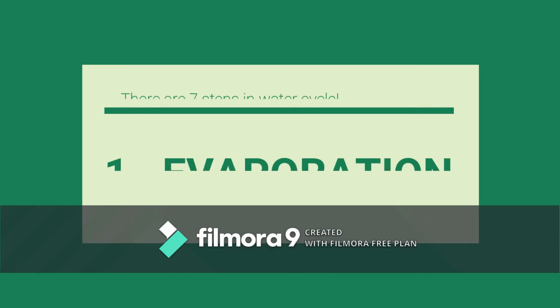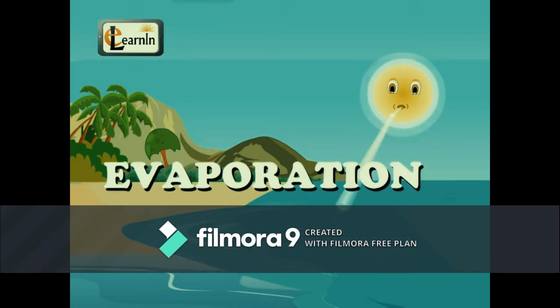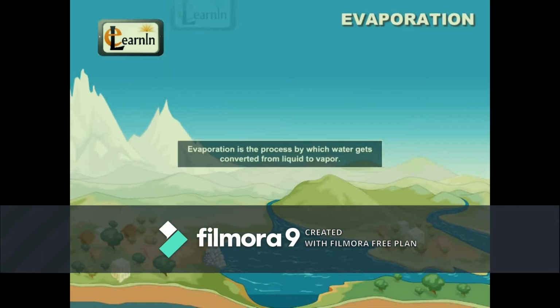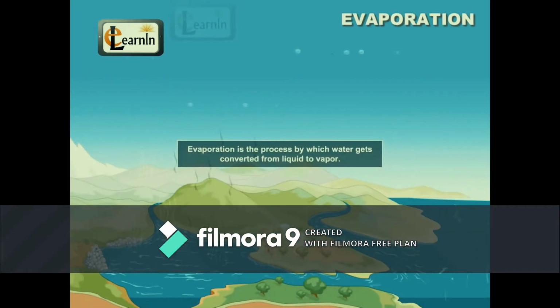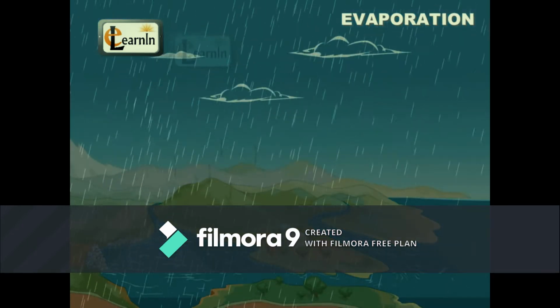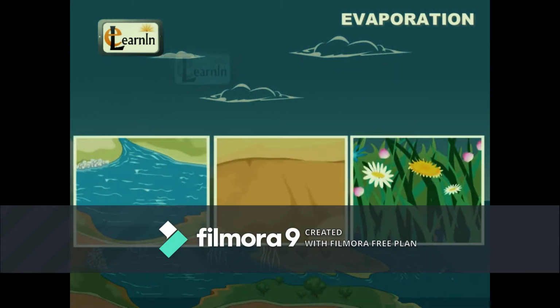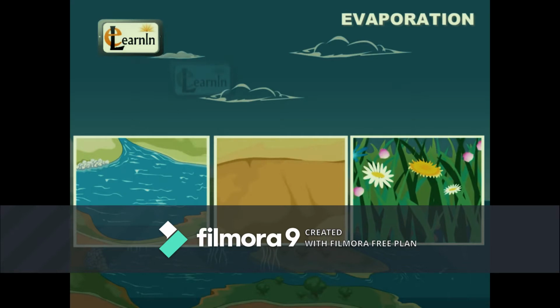There are 7 steps of the water cycle. Number 1, the water cycle starts with evaporation. Evaporation is the process by which water gets converted to vapor. Water absorbs heat energy from the sun and turns into vapors. The water bodies like oceans, seas, lakes, and rivers are the main sources of evaporation.